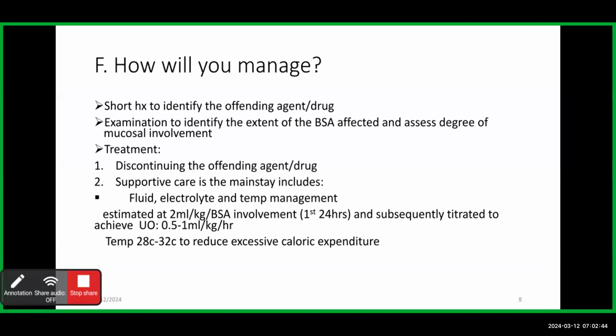The treatment plan will be, number one, to discontinue the offending agent or drug, which you have identified from the history. Then the mainstay of treatment is supportive care, which includes fluid, electrolyte and temperature management. The estimated requirement is 2 mL per kg per percent of the body surface area involved in the first 24 hours, which you can subsequently titrate to achieve a urine output of 0.5 to 1 mL per kg per hour. Then you want to maintain the temperature at 30 to 32 degrees to reduce excessive caloric expenditure.